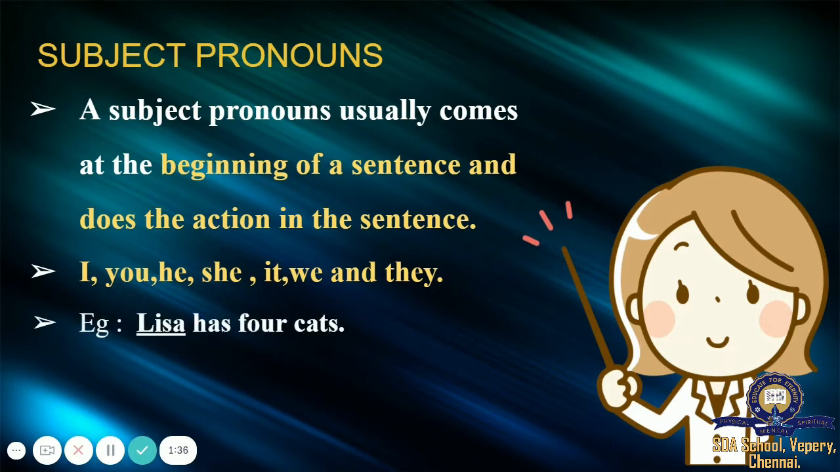For example, Lisa has 4 cats. So in this sentence, Lisa is the noun. So what should we replace Lisa with? So Lisa is a girl. So we are going to replace it with she. So we can say she has 4 cats.